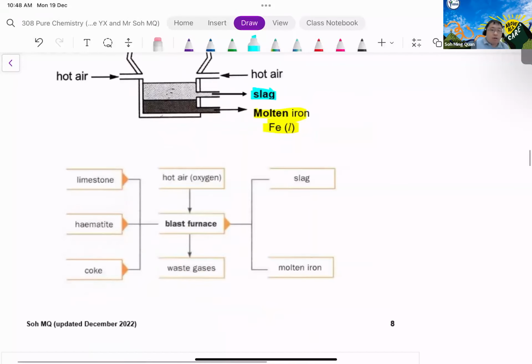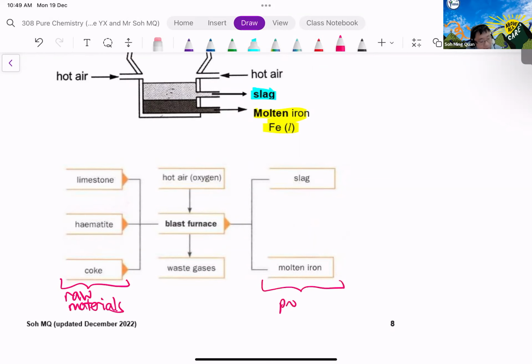Okay. Another way to see it is in terms of a diagram like this. Your raw materials, hematite, coke, limestone. These are your raw materials. And then your products are here. Okay. Your products are slag and molten iron.